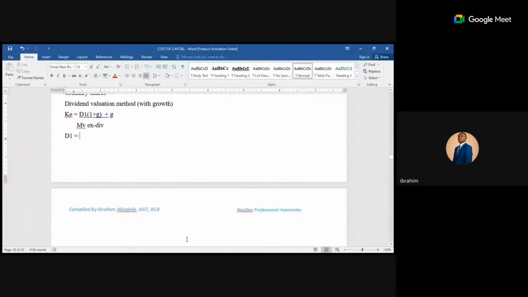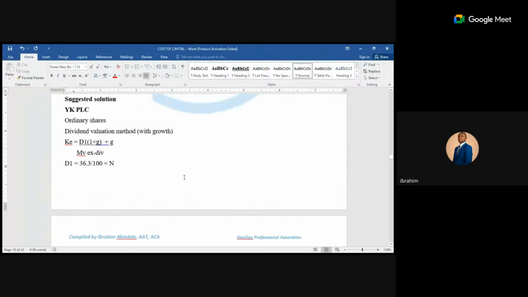So you can convert this kobo to naira. 36.3, if I want to convert it to naira, I can just divide it by 100. Do you know why I want to convert it to naira? So that the market value ex-div is in naira, so that you have everything in naira, class. I don't want to just write the figure so that you won't ask how I arrived at it. So this is how to convert: 36.3 divided by 100 gives 0.363. That is 0.363 naira per share.